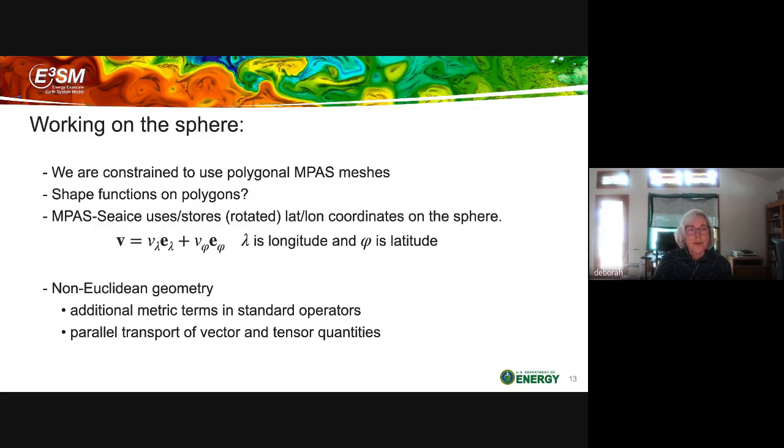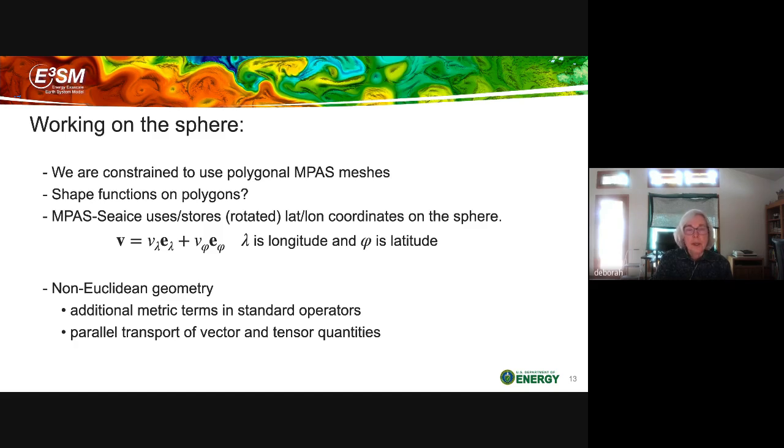So when we're working on the sphere, first of all, we're constrained to use the polygonal MPAS meshes because the ocean mesh and the sea ice mesh are the same in E3SM. And so we don't have a choice of that. Okay, so now we're working on polygons. The picture that I showed you was for square or quadrilateral meshes, which is where MPM has mostly been implemented in the past. So what sort of shape functions do we use for the interpolation and function reconstruction in these polygonal meshes? That's one first question that came up.